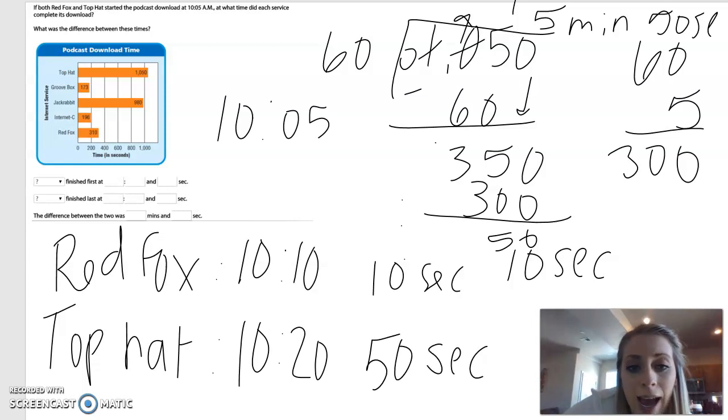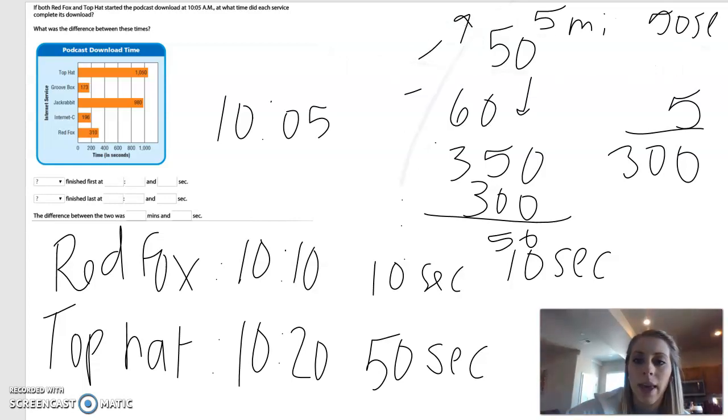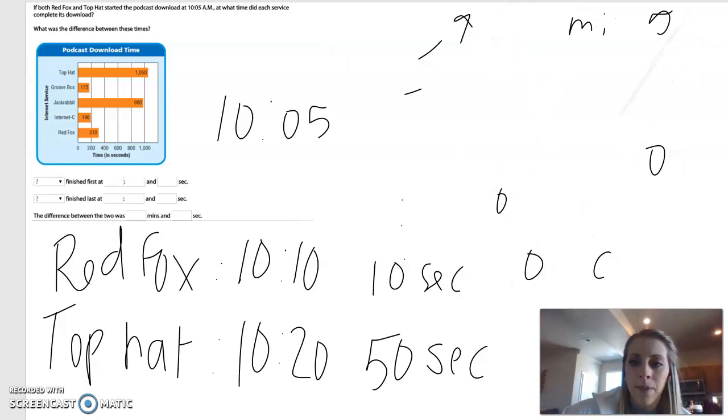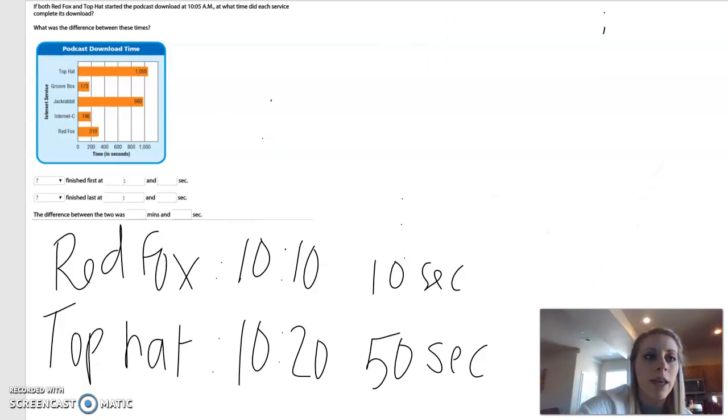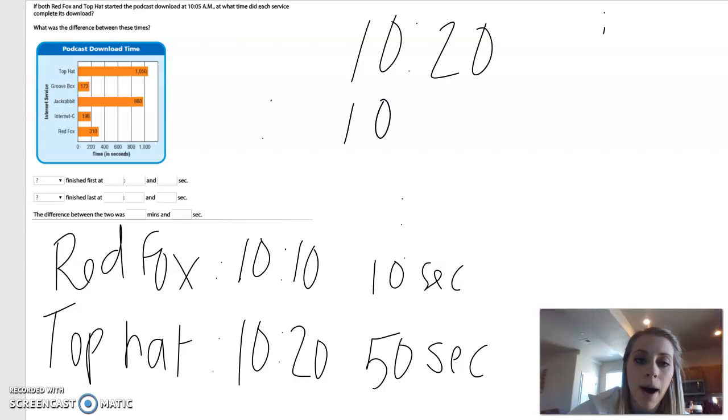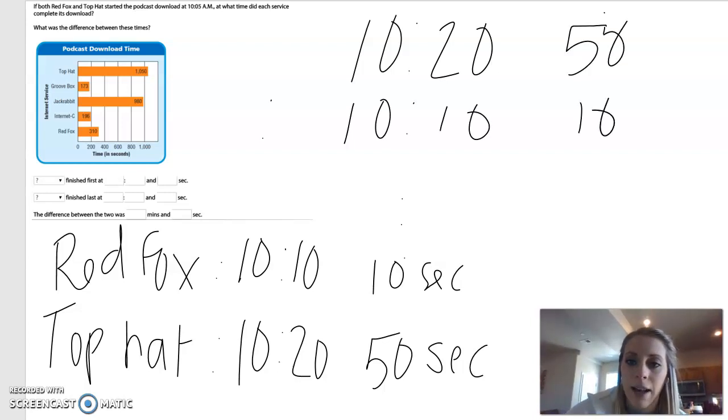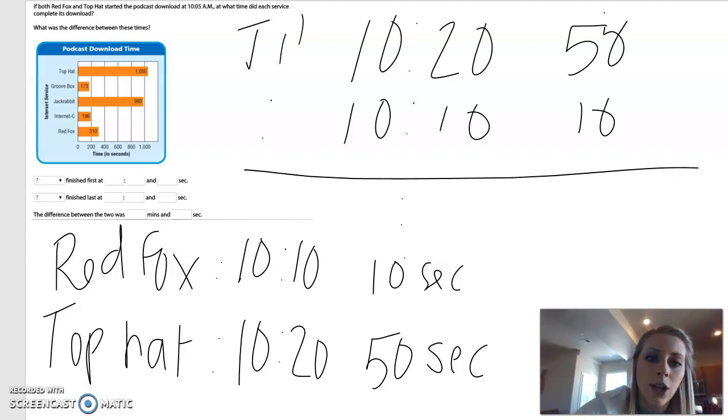The next question asks us, what's the difference between the two? Okay, so we need to find our difference between these two. So I'm looking at this and I can definitely tell that we have a couple of issues. We can't just easily subtract the way that it's set up for us right here. So I'm looking at my paper and I know I'm gonna have to put 10:20 above 10:10, and I'm gonna have to put 50 above 10. Okay, so we're actually gonna put top hat above and red fox below.